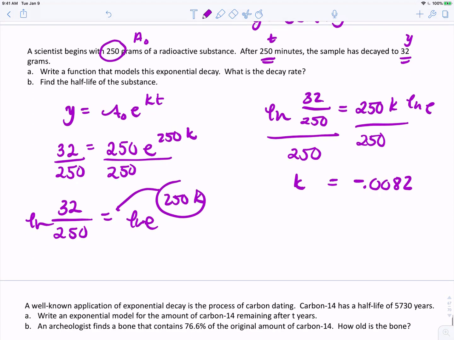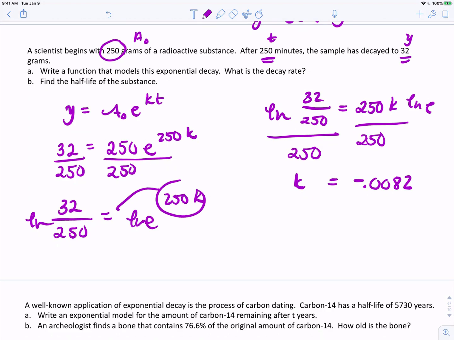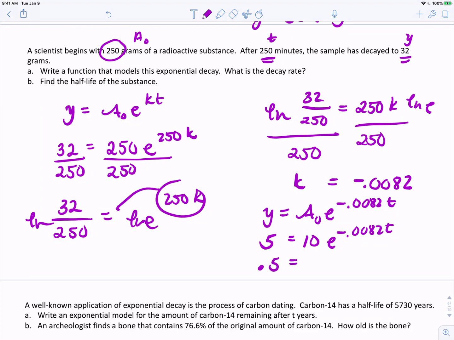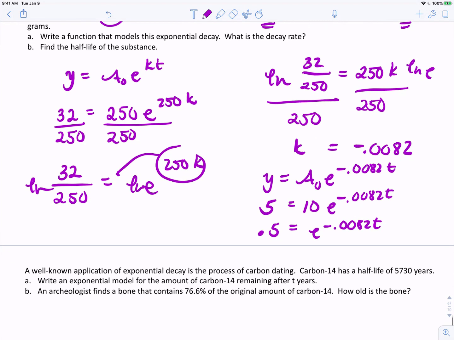Find the half-life of the substance. So let me go ahead and fill that in. Our model is A is equal to A sub 0 e to the negative 0.0082 times t. To find the half-life, again, pick any number you want for your starting amount. The result will be half of that, e to the negative 0.0082 t. Dividing both sides by 10 gives us our starting point of 0.5 is equal to e to the negative 0.0082 t. And then you would go ahead and solve it just like before. So I'm going to stop here, and why don't you go ahead and solve it.